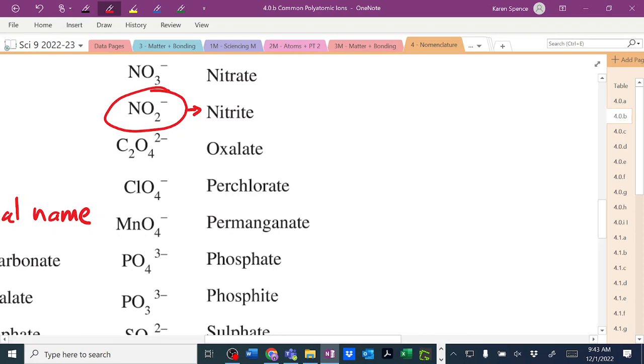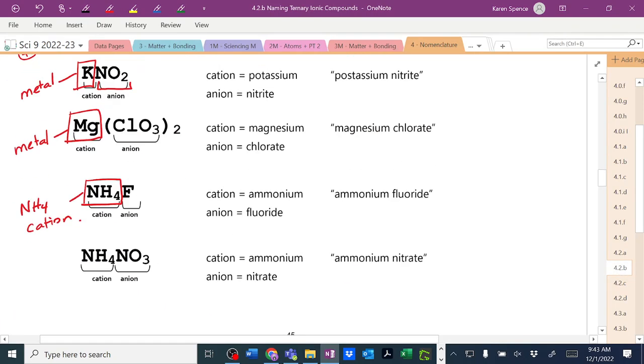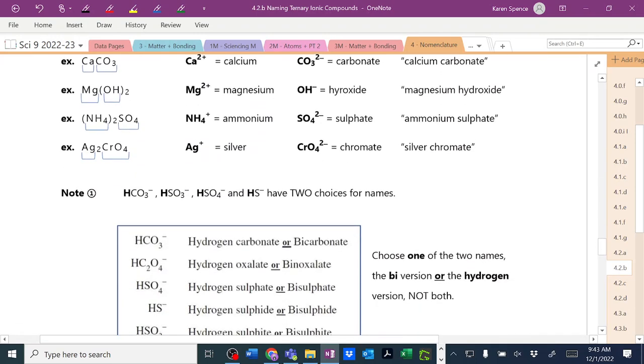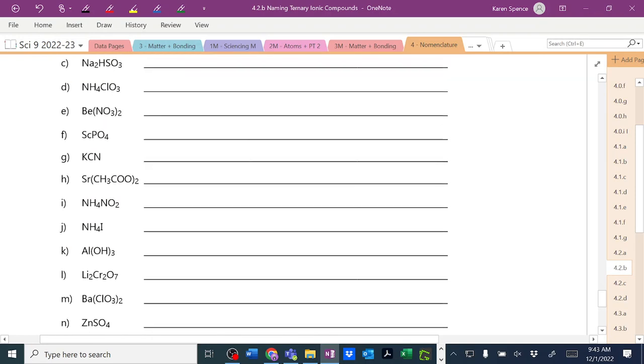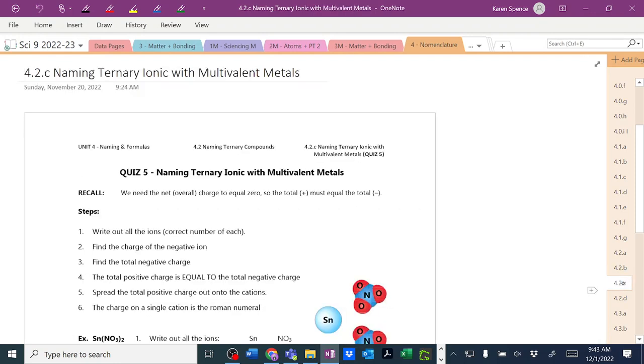And so I think at this point that gets you ready to do 4.2b, which is like identifying the cation and anion, and then naming them. So this would give you a start towards quiz number 5. If you want to actually do quiz number 5, you'll want to take a look at 4.2c. I'm not going to go through that today with everyone. We'll do that tomorrow.